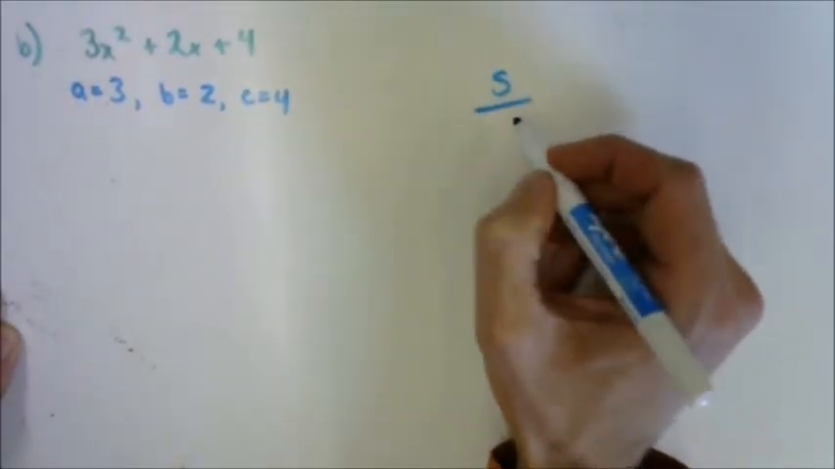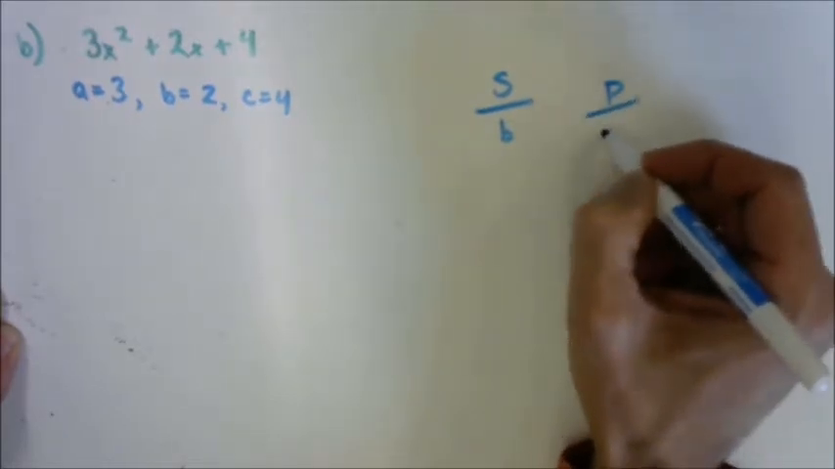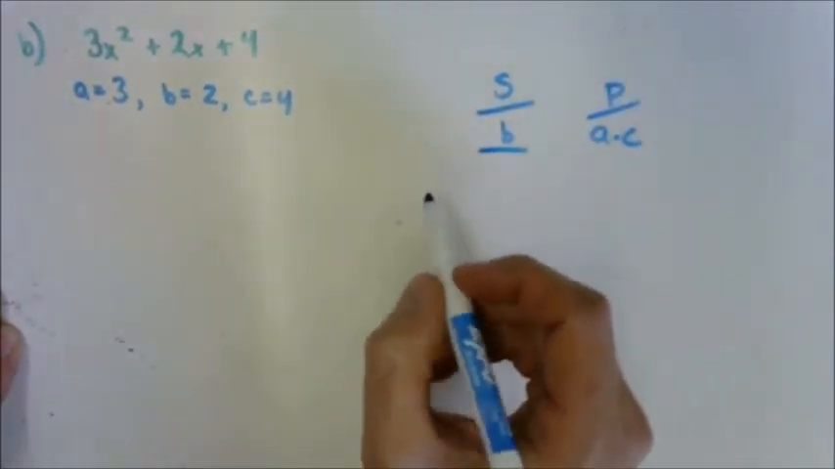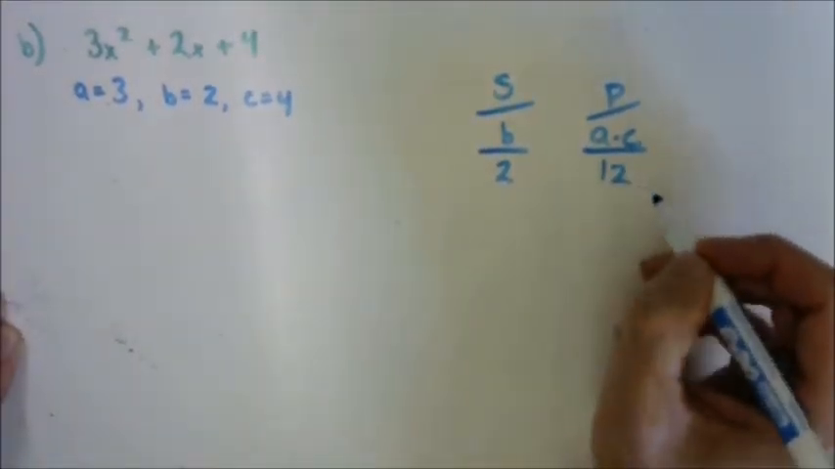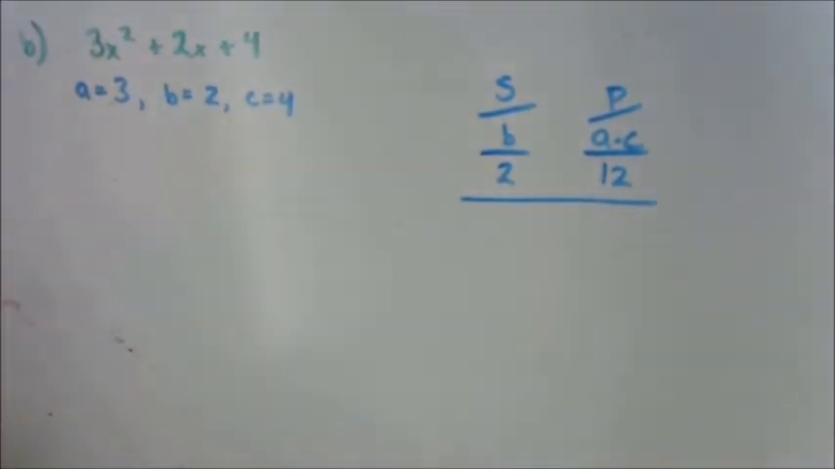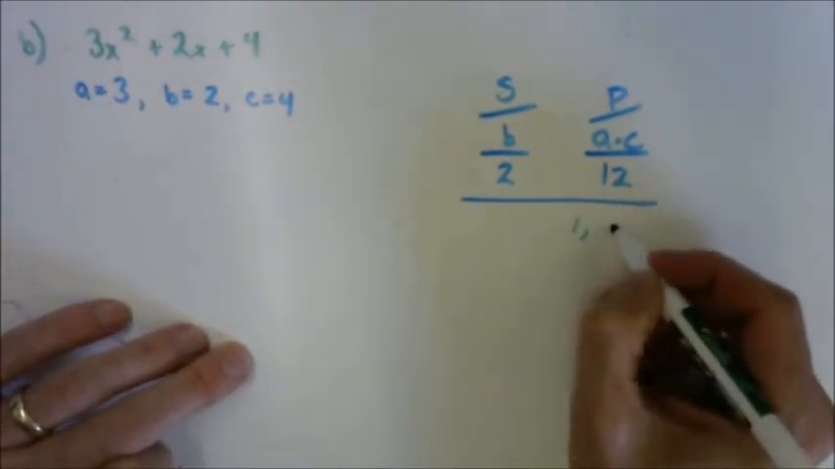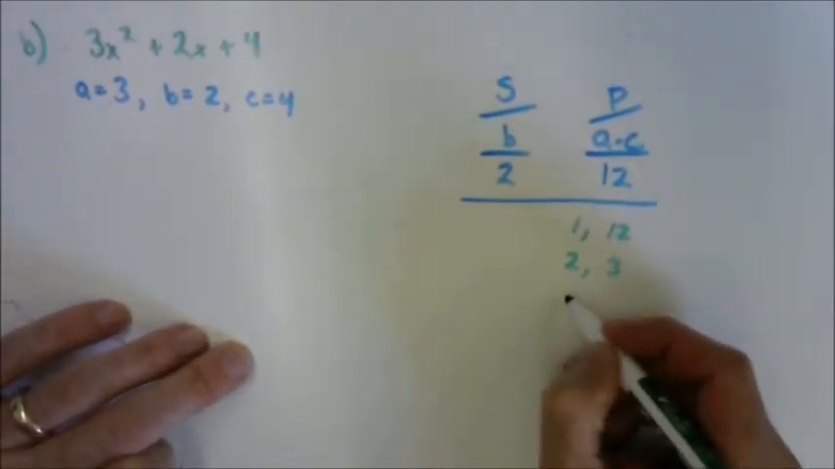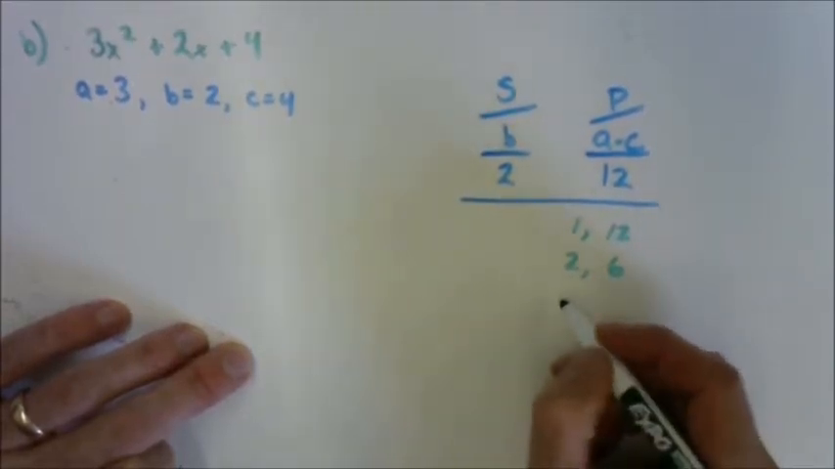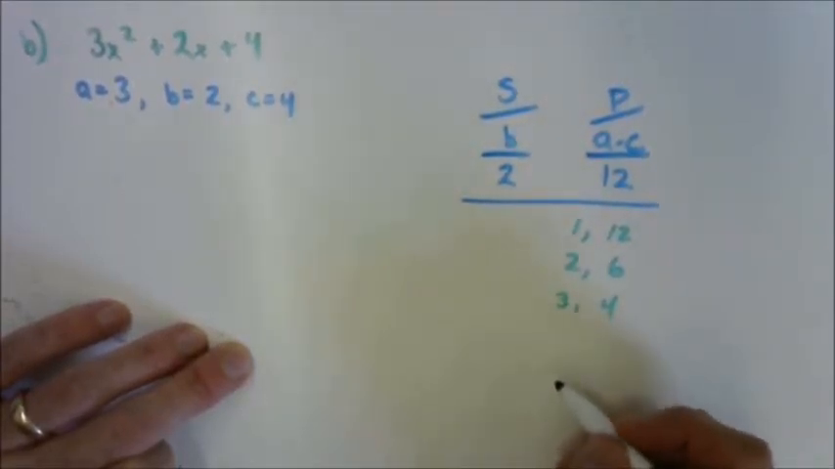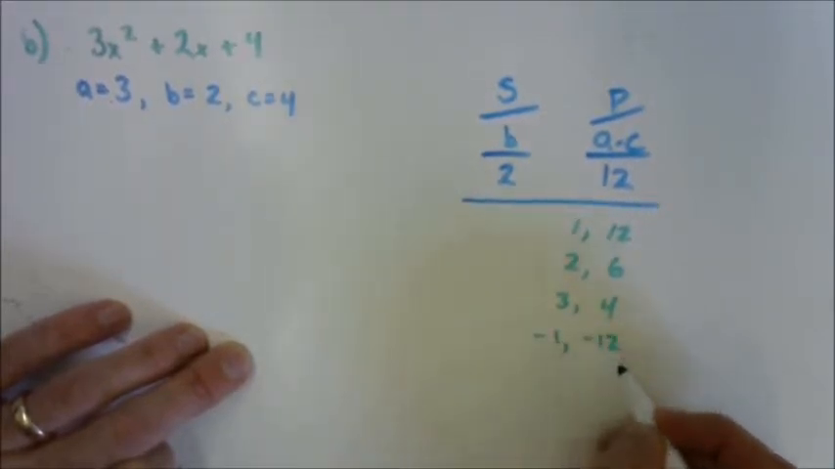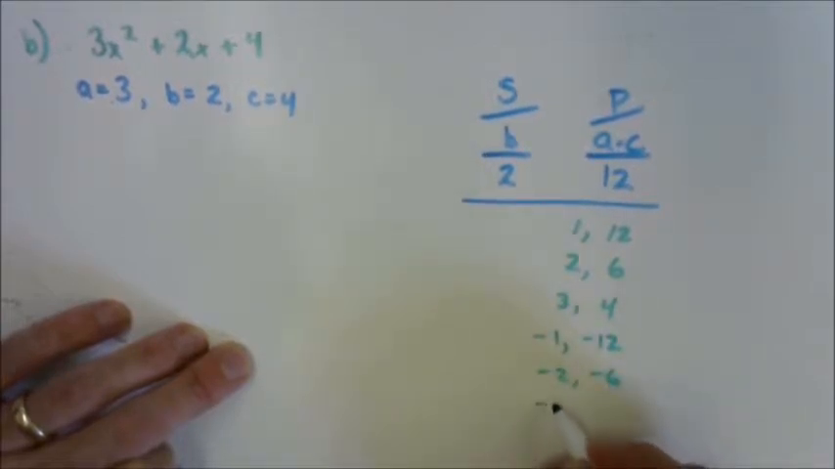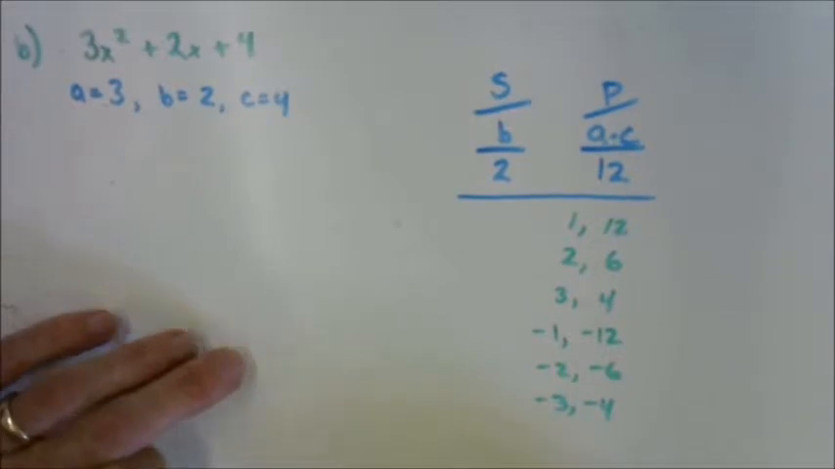So we need a sum of b, and we need a product of a times c. So sum of 2 and a product of 12. Good? So we're listing all of the factors of 12 until we find a pair that adds to 2. So we got 1 and 12, 2 and 6, 3 and 4. Do any of these add to 2? No. Should I try our negatives? Negative 1, negative 12, negative 2, negative 6, negative 3, negative 4. Any of those add to 2?